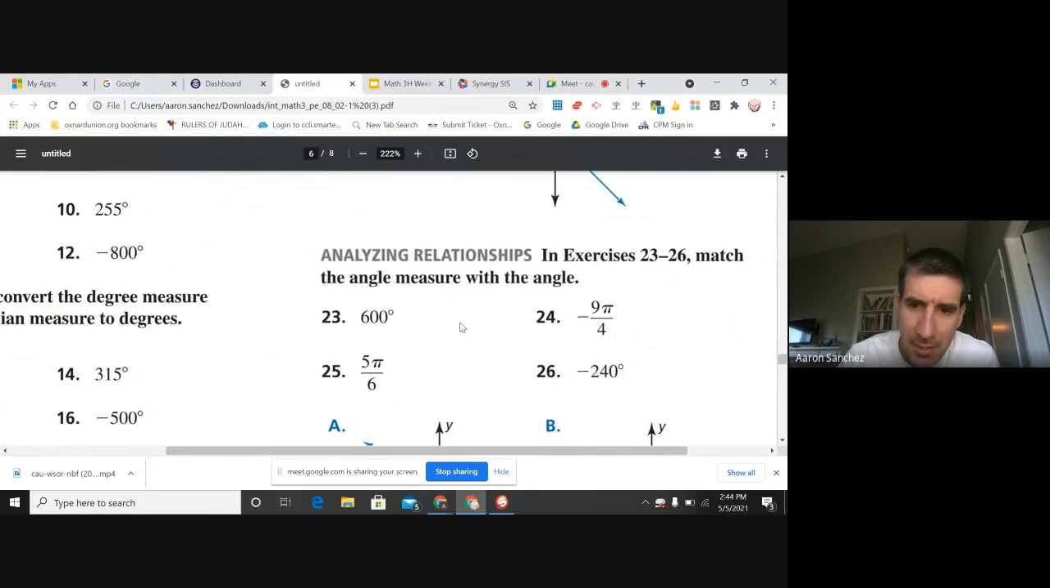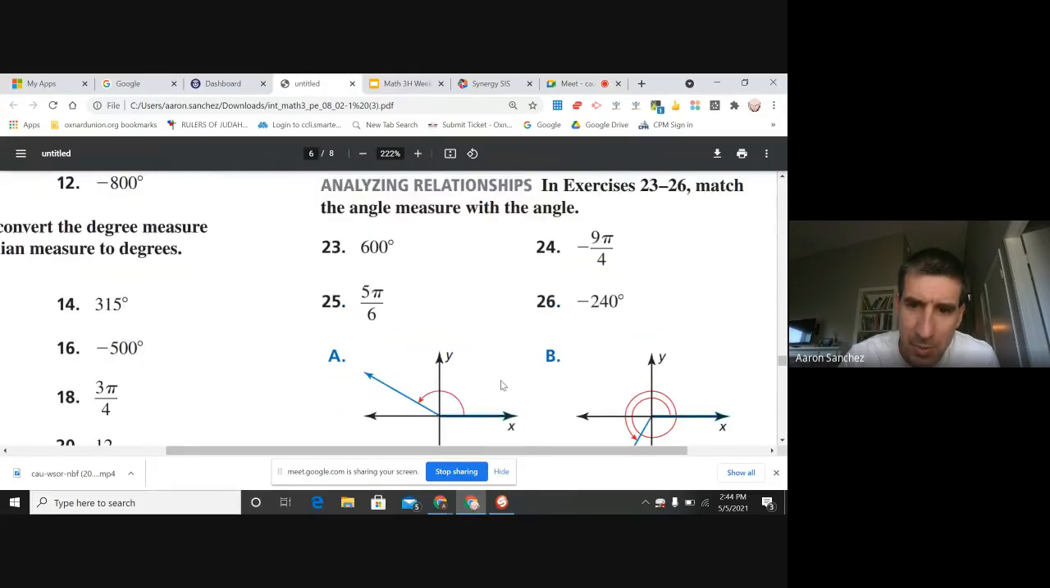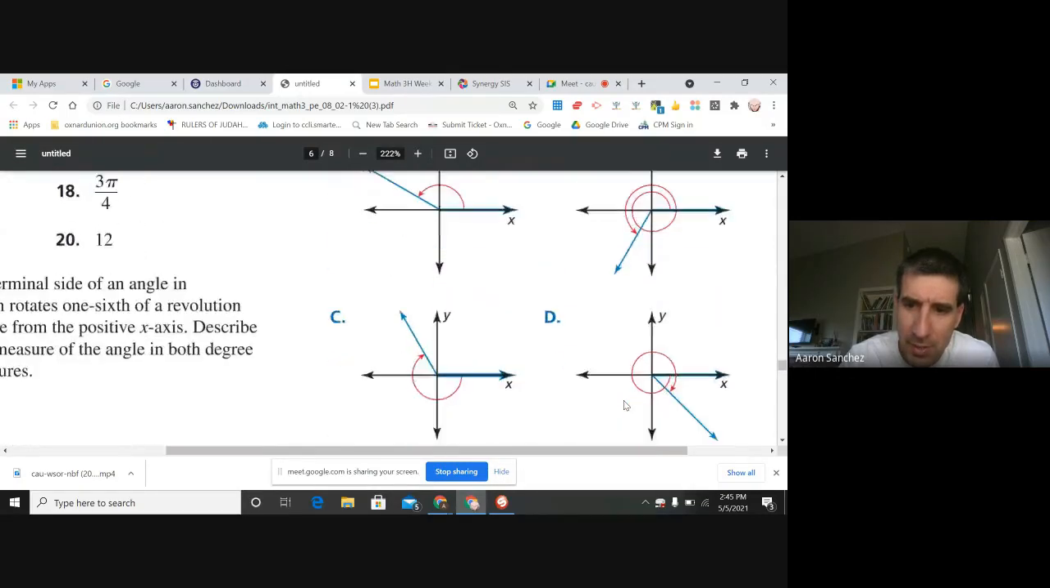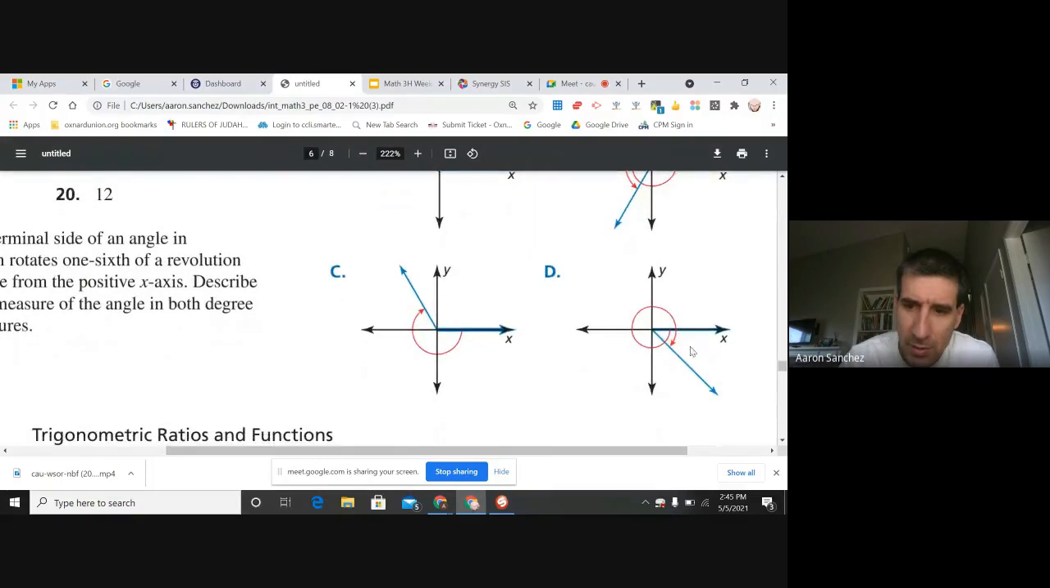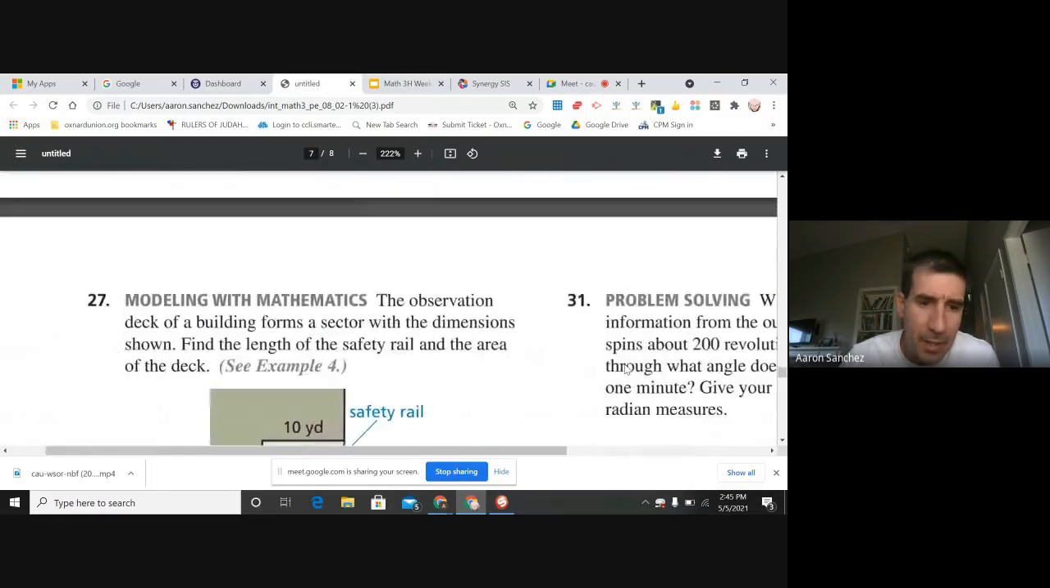Okay, you're gonna match these 23. That's pretty straightforward. Match. Which one's 600 degrees? You can see, hey, this one's over 360. I don't know which one. You know what I mean? You guys can match those. That one looks like 600 right there. No, this is negative. Notice in that direction, it's a negative angle. Okay, but you guys can do that.